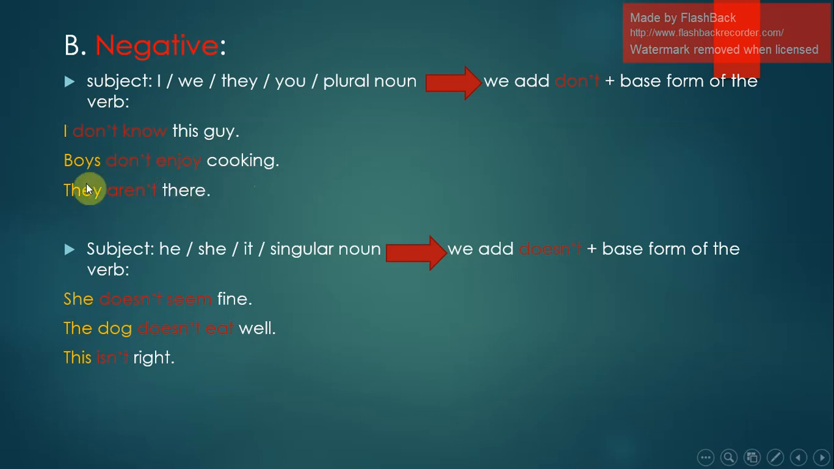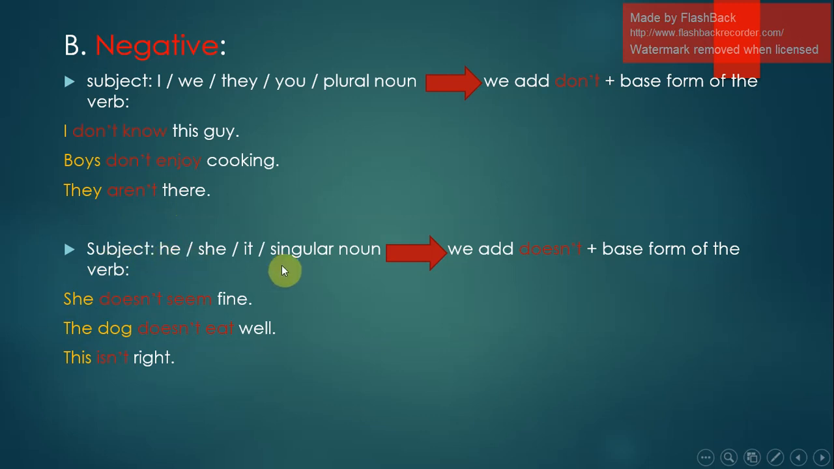They aren't there. Here we have a bit of a difference. We don't have a don't. That is because, as I mentioned before, are is the present simple form of the be. It is a be form. And be forms, we can add the not to directly. We don't have to put don't before them. We just add it to them. And with the contraction here, it becomes aren't instead of are not.